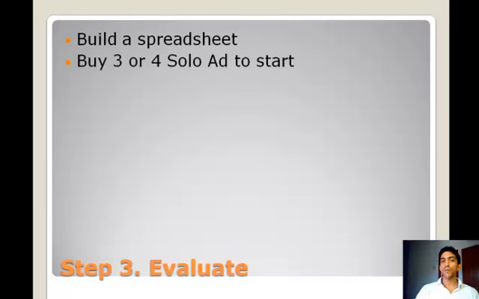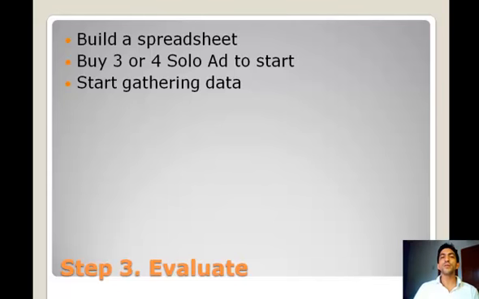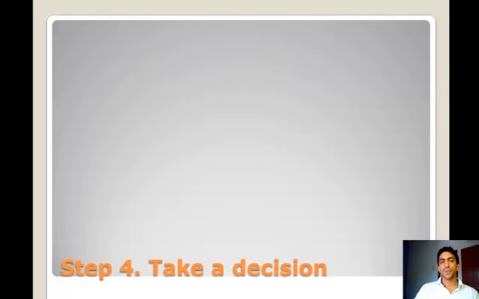Buy 3 or 4 solo ads to start from the pre-select list that you have built before. Then start gathering data. You need to track those clicks. You need to know who is bringing the results and who is not. So you may use goo.gl, or you may use ClickMeter or any of the tools that are available to track links. And then analyze the results.